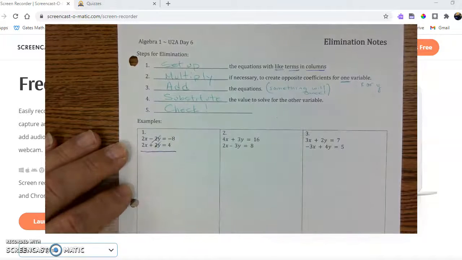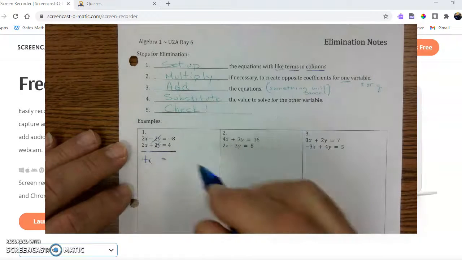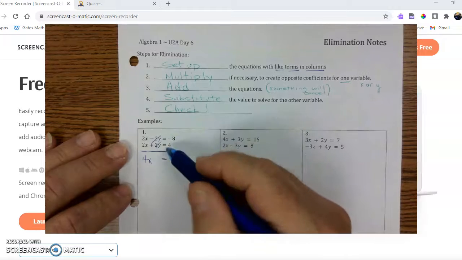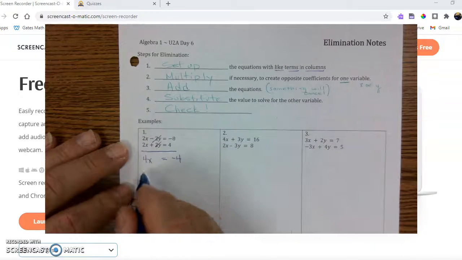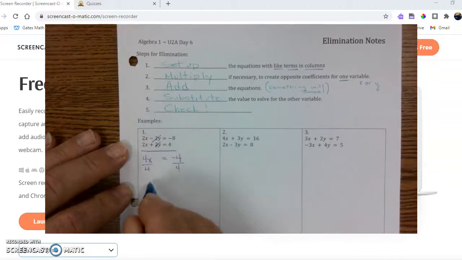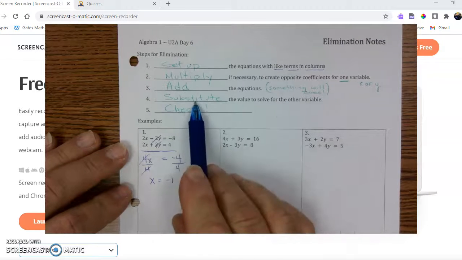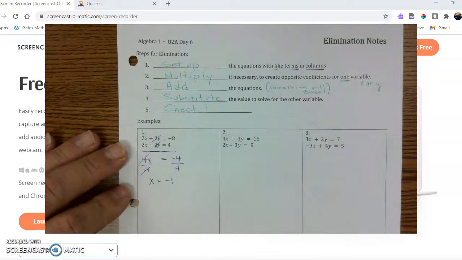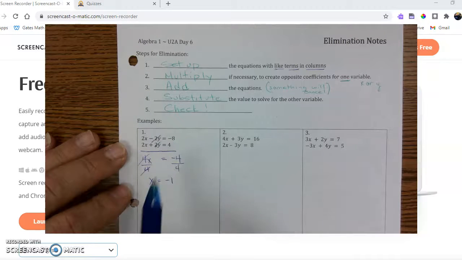Cancel out. 4x equals -8 plus 4 is -4. Now we divide both sides by 4 to get x by itself. X equals -1. But now we go to step 4. Substitute -1 in. I don't care what equation we pick. I'm going to pick the second equation. You can pick the first one.